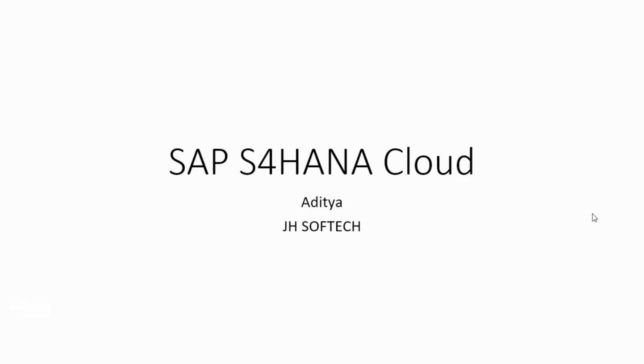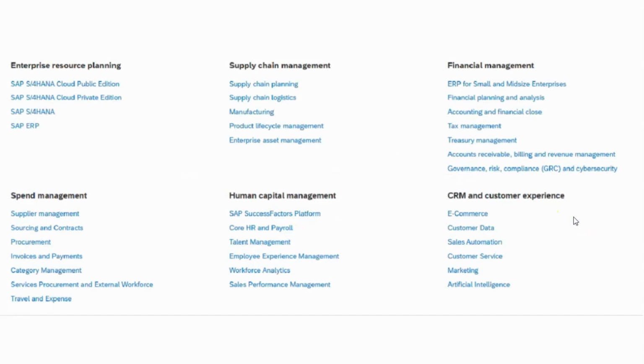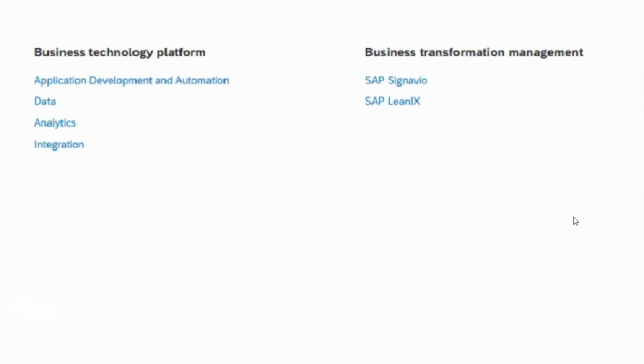In this session, we are going to discuss the key features of SAP S4HANA Cloud, which was launched in recent time. So basically, SAP has a lot of offerings in the enterprise resource planning area, supply chain management, financial management, spend management, human capital management, CRM and customer experience. And then we have different solutions at the business technology platform level and business transformation management level.